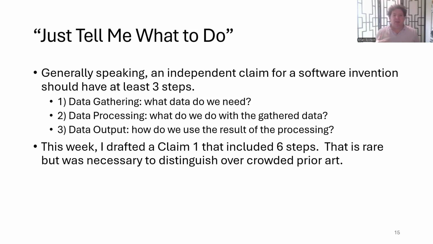That's a lot. Sometimes I use more. 3 is pretty much the minimum. Most independent claims have like 4 or 5, probably more like 4 steps to them.